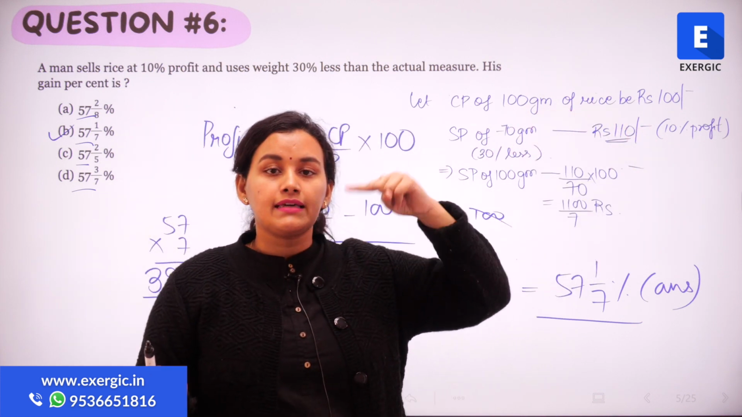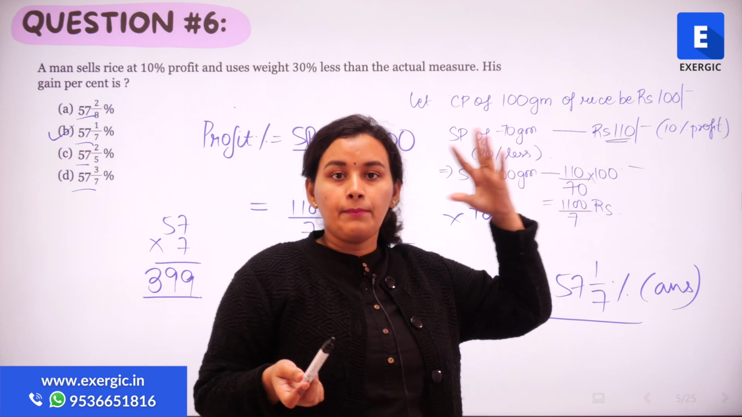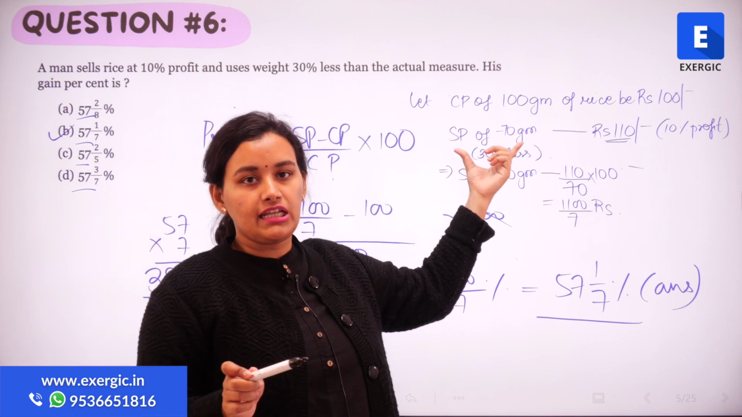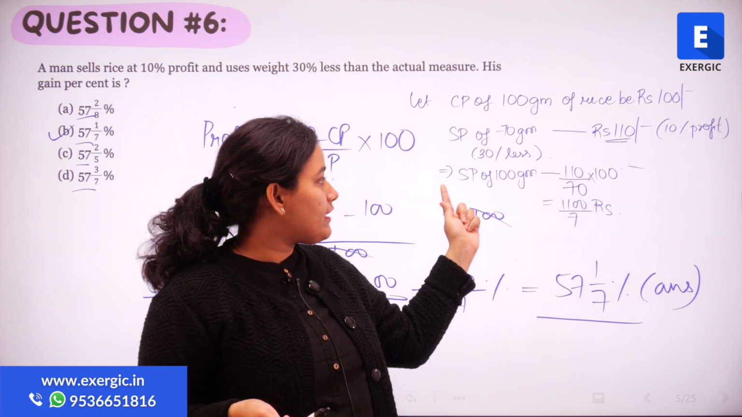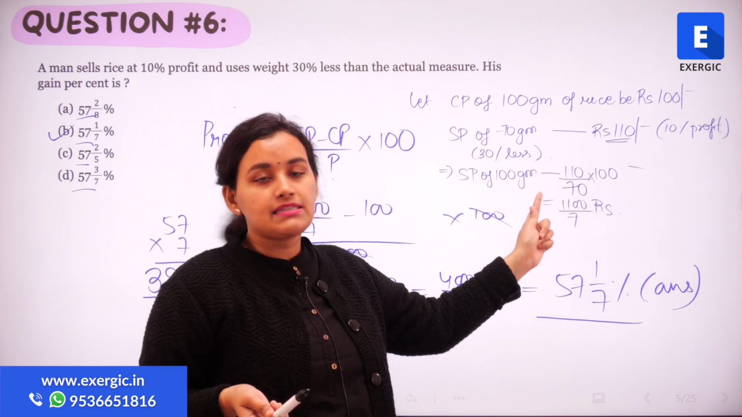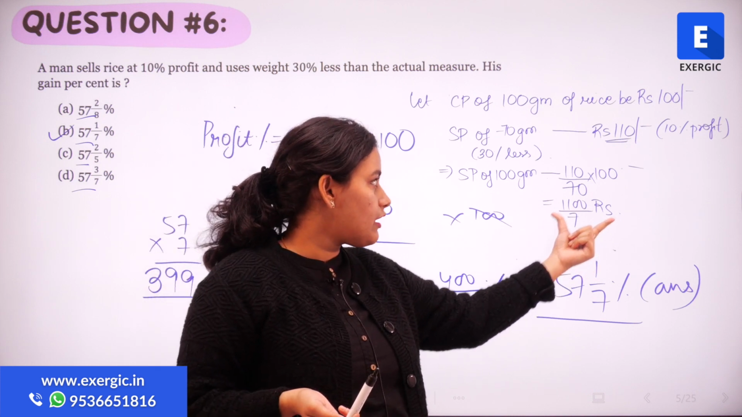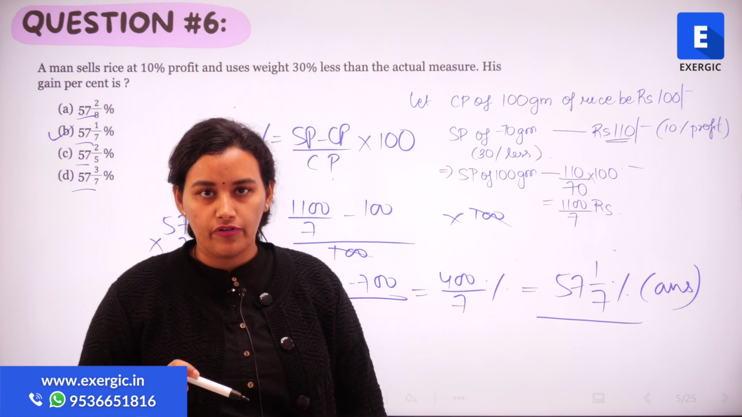So he's selling at a profit of 10%. So the selling price is 110, but he's also selling 30% less. So he's actually selling 70 grams for 110 rupees. So selling price of 70 grams will give me the selling price of 100 grams also. And once we have the selling price of 100 grams, we have the cost price of 100 grams, and we can directly go and find out the profit percentage.